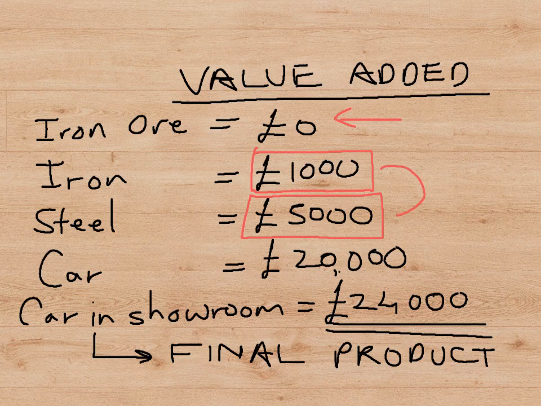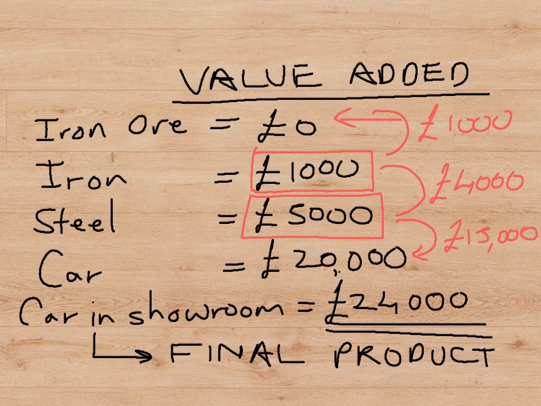Now what we can see is that between the iron and the steel, £4,000 of value has been added, and between the iron ore and the iron, £1,000 of value was added, because the iron ore was worth nothing, but the iron was worth £1,000. Going further in our value added chain, the steel is converted into a car, which may be sold by the car manufacturer for £20,000. Now here we can see that £15,000 of value has been added.